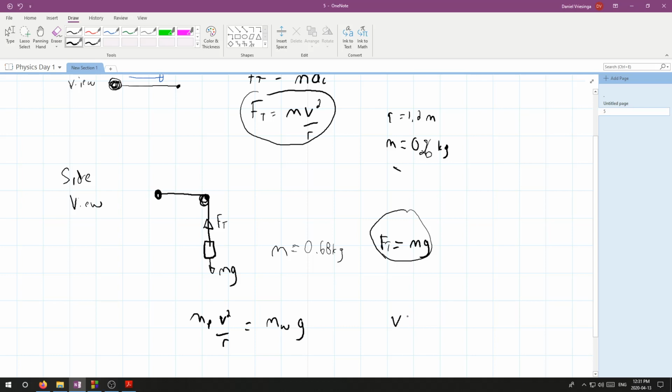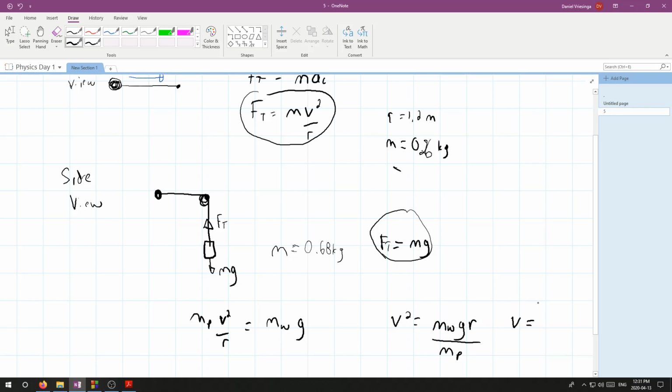So v squared is going to equal the mass of the weight times gravity. I'm going to bring my r up into here like that. And I'm going to divide that by the mass of my puck. So I have a nice simple formula for velocity squared, and I could just figure out on my calculator what those numbers equal. Let me just punch those in.